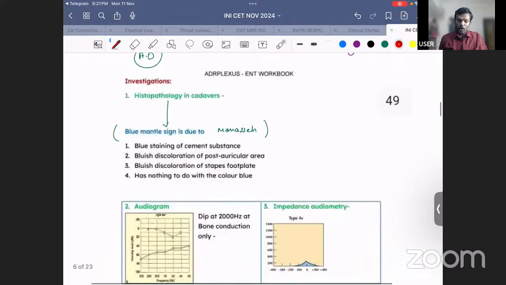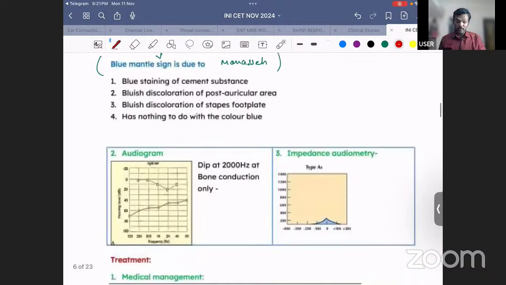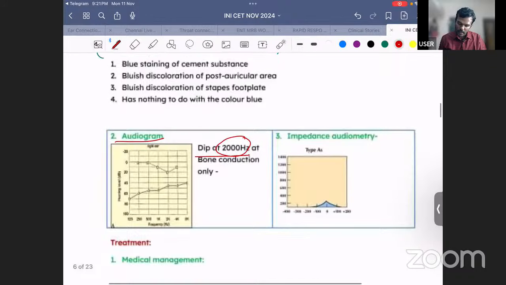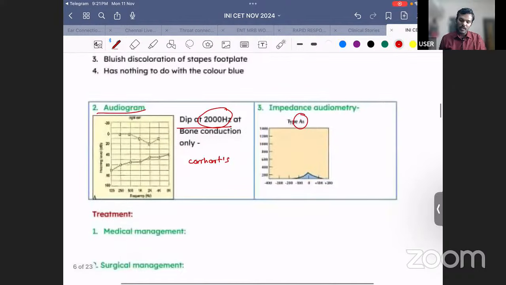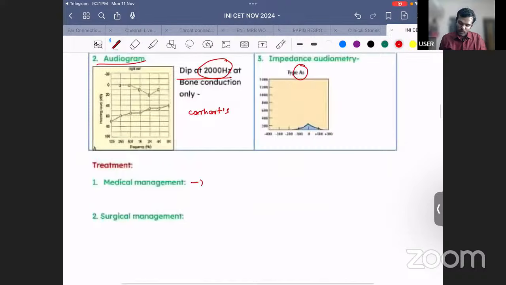Then on taking an audiogram, there will be a dip at 2000 hertz. That is called Carhart's notch, which was a previous year question. Impedance audiometry shows As type of curve, which was again an important question. Medical treatment, sodium fluoride.